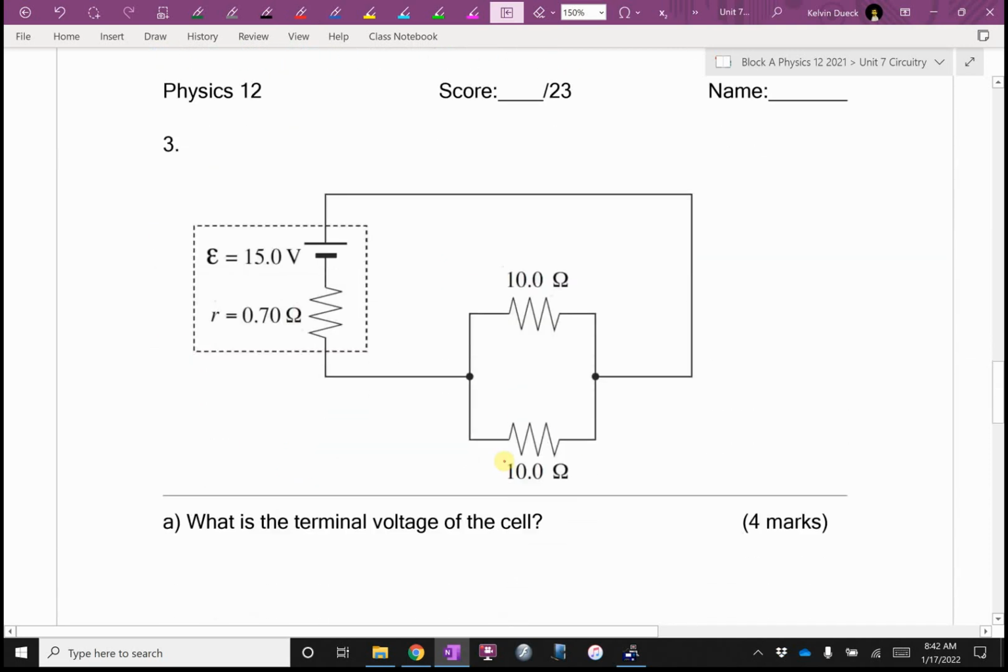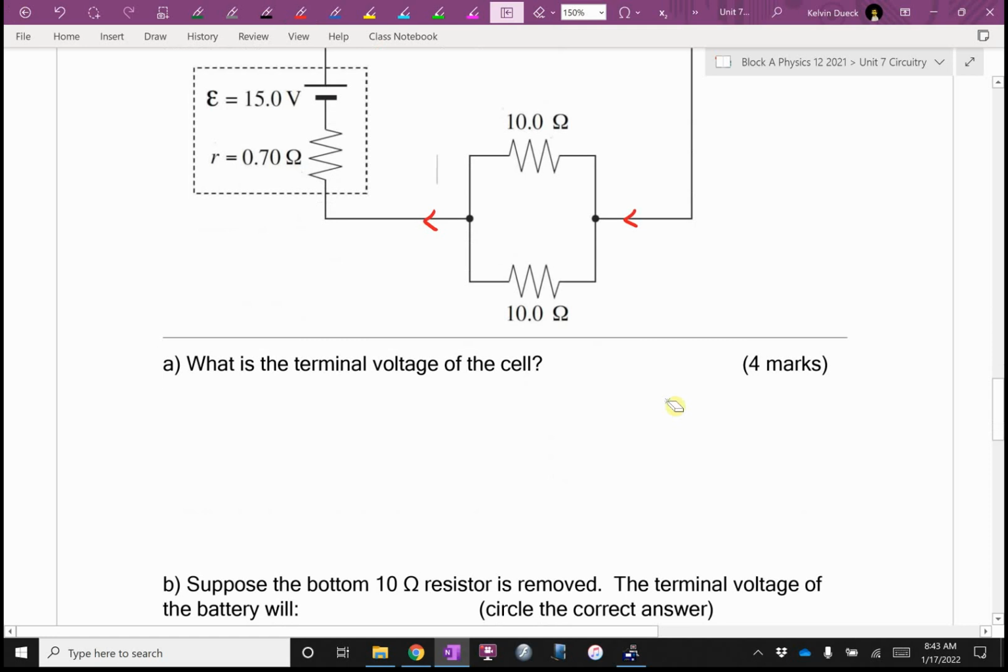Ooh, here's a terminal voltage question. This is the little internal resistance. A says, what's the terminal voltage of the cell? Well, label downhill. Try and find current. I don't see amps anywhere. Do I know two things? Nope. I'm going to have to rewrite this.